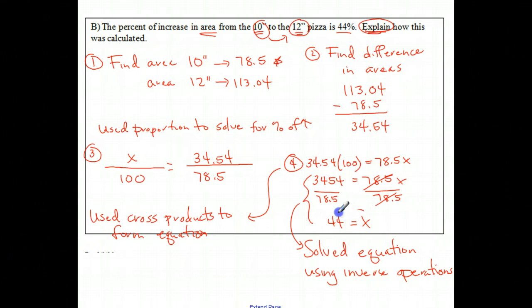So if we look at this, our final answer here is 44. This matches up with the original problem. It says the percent of increase was 44. Explain how this was calculated. I think that we've connected the dots between the 10 to 12 inch pizza and the 44%. There really is no question here aside from the explanation, but it's pretty clear that we've connected those dots.